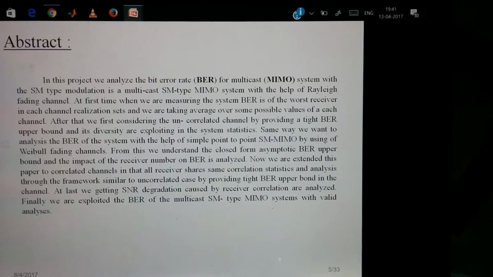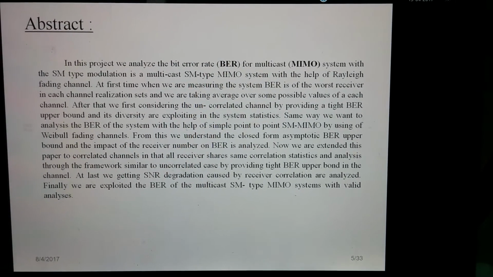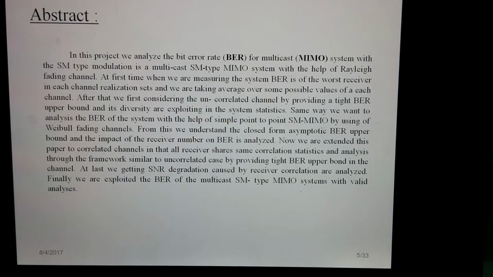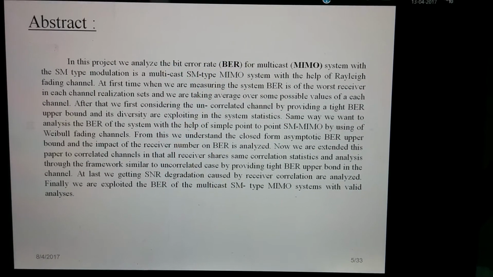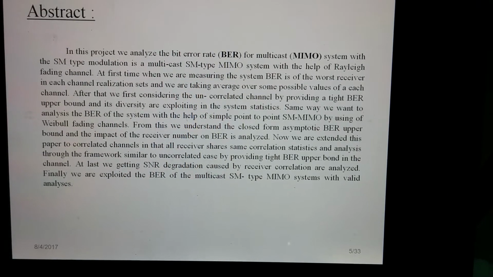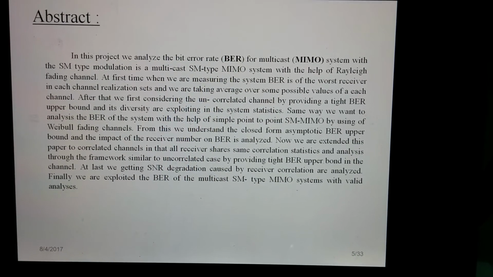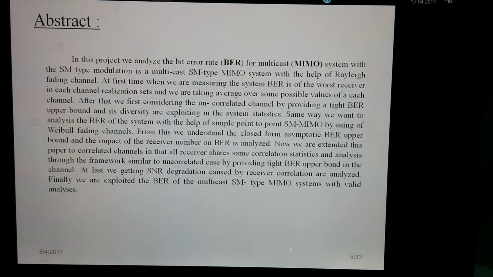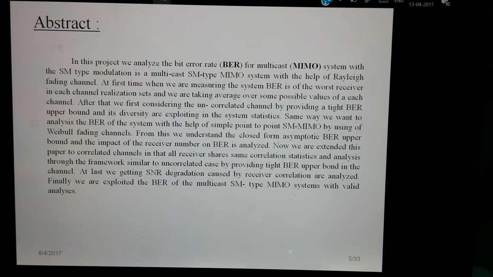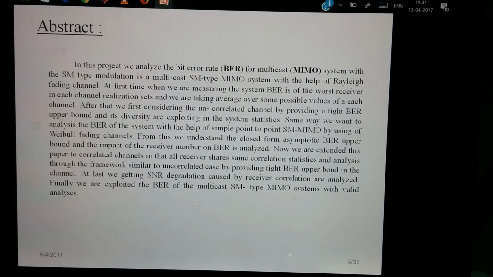Then coming on to the abstract. In this project, as we said, the bit error rate of the MIMO systems aided with a spatial modulation multicast system has been analyzed. And at last, the BER and SNR are plotted in a graph and their differences are discussed very well.